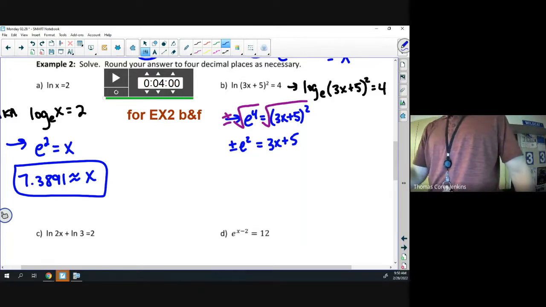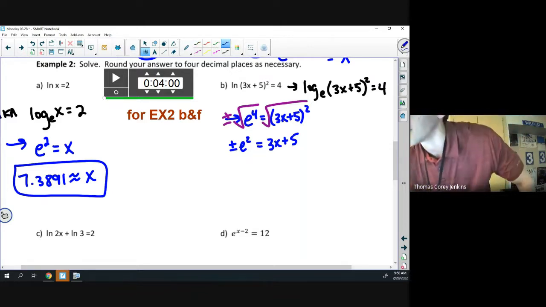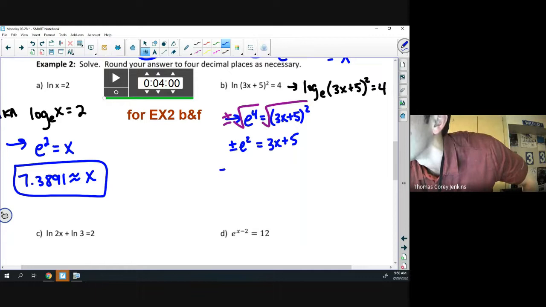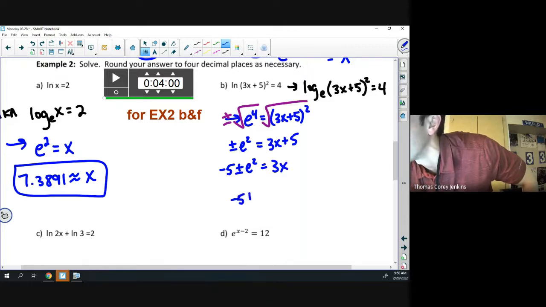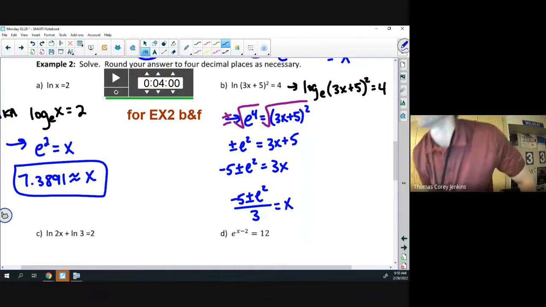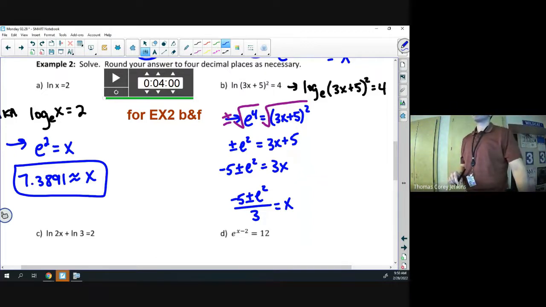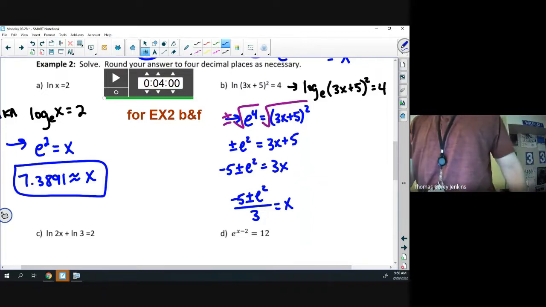All right, so then we'll go ahead and try to get x by itself, and then get into how we punch this in on our calculator, okay? So minus 5 to both sides. So I'd have negative 5 plus or minus e squared equals 3x, and then divide by 3. So negative 5 plus or minus e squared all over 3 is equal to x.